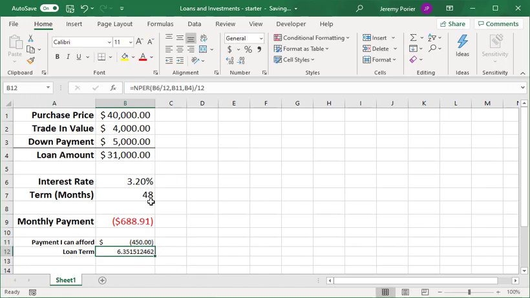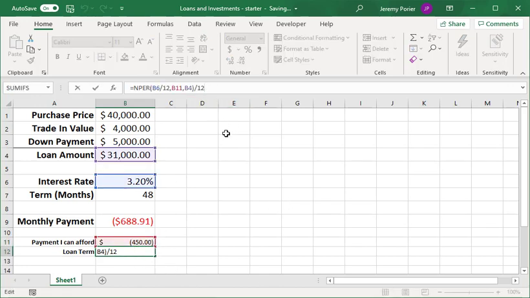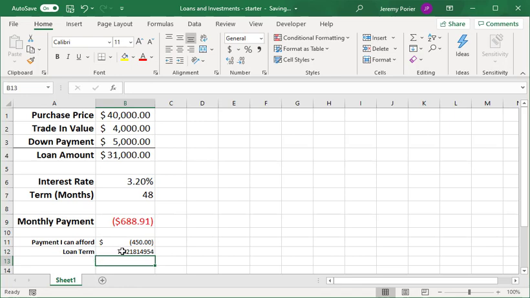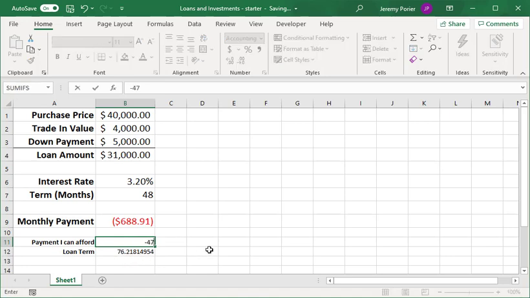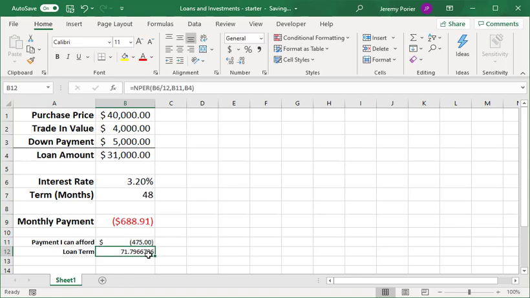So 6.3, and I could even get rid of the divided by 12 if I wanted to, and just say, how many months do I have to pay on this loan at $450? At this point, we're at 76 months. And so I could maybe say, well, maybe I could do 475. And if you can't tell, now we're at just under 6 years. So maybe that's the way we want to go instead of that 48 months.